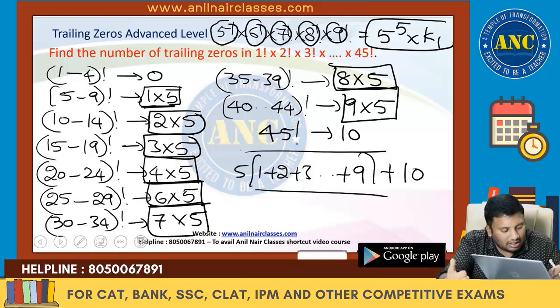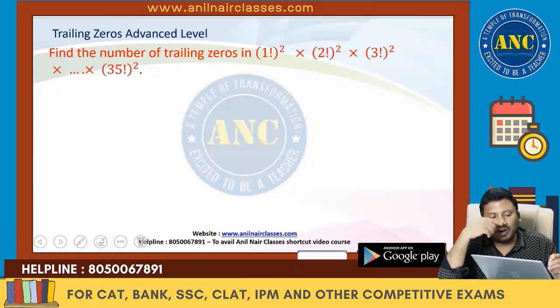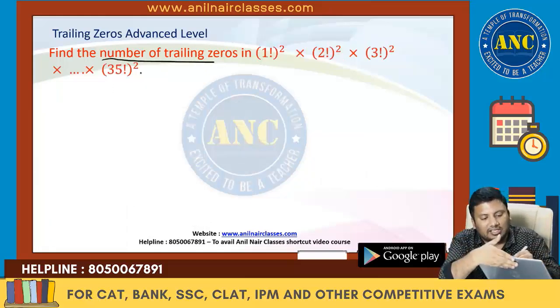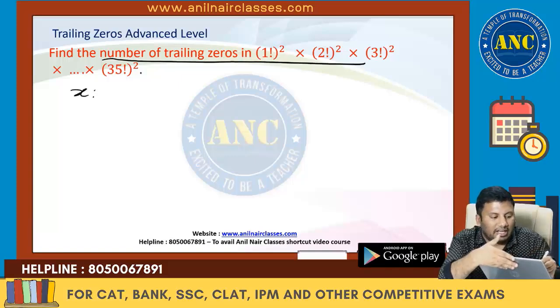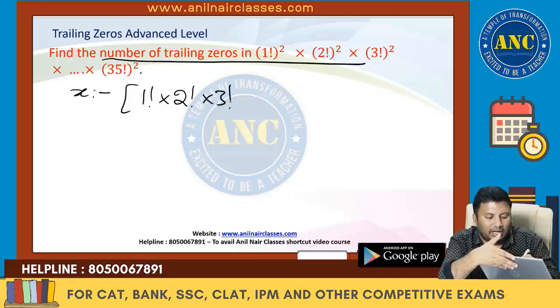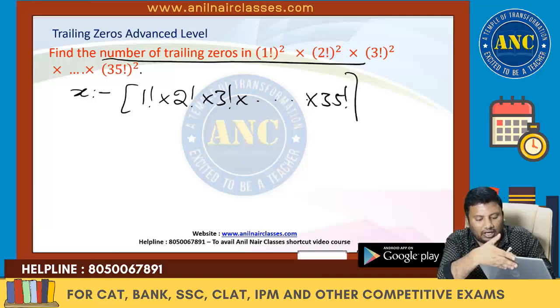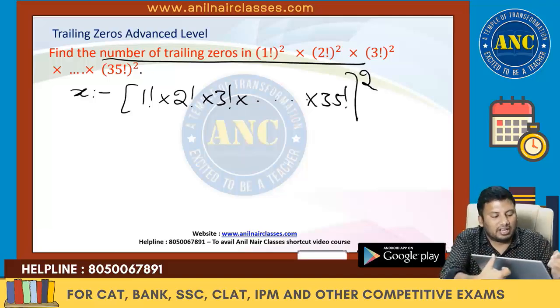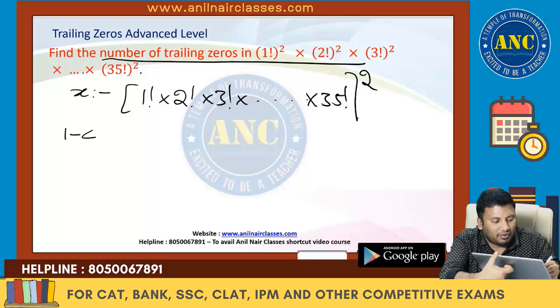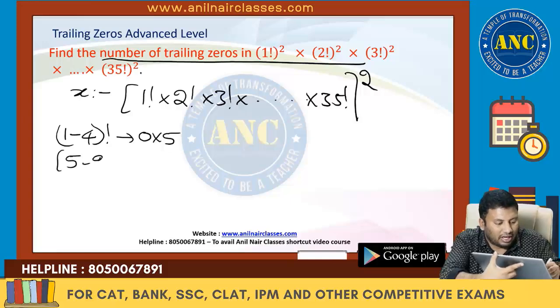Next one. Another beautiful question. Find the number of trailing zeros in, if I call it x, this is nothing but 1 factorial into 2 factorial into 3 factorial till 35 factorial, whole square. Once you understand the idea, it is clear. From 1 to 4 factorial, it is 0 into 5. Already we did it. From 5 to 9 factorial, it is 1 into 5.